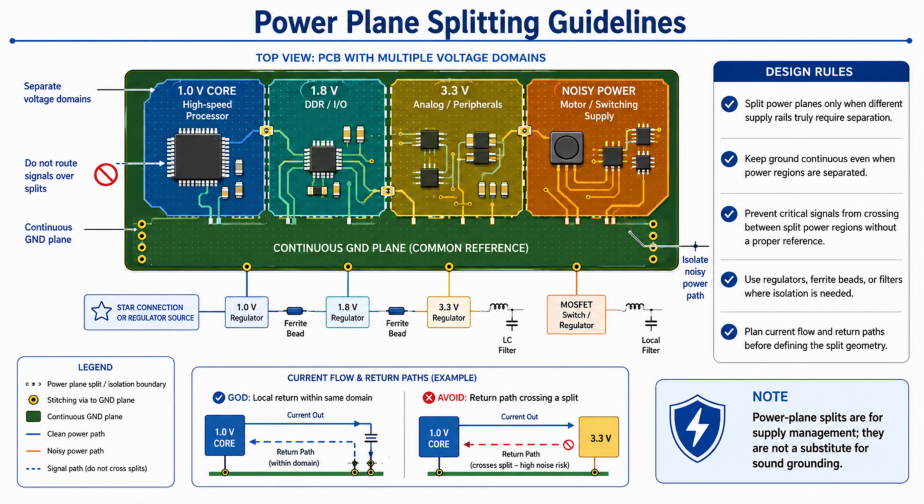The split is not just a shape in copper, it changes how current flows. So before drawing power regions, ask, where does the current go and how does it return? Good power splitting is current planning, not decoration.